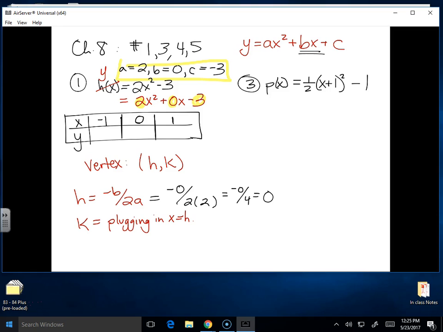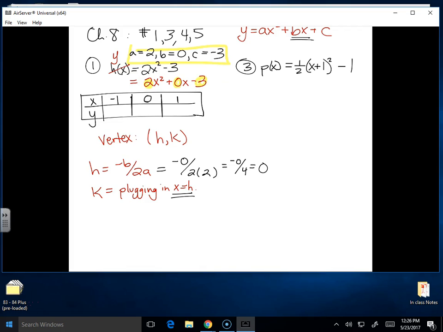It's my vertex. I need a little point before and a little point after to get a good picture. Now to find k, we plug in x equals h, what we just found. We just found h to be 0. So we take our original quadratic equation and plug it in: y equals 2 times 0 squared minus 3. PEMDAS says 0 squared is 0, and 2 times 0 is 0. So I know my vertex is (0, -3), and I can plug -3 into my table.